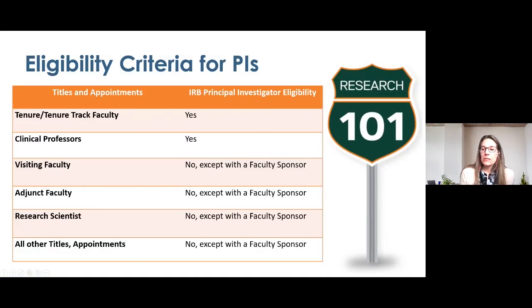So you might be asking, who actually qualifies to be a PI, a principal investigator of a study? And for the most part, it's going to be tenured or tenure track faculty members here at UT Dallas. It also would be clinical professors here at UT Dallas. And basically anybody else will need a faculty sponsor. We do allow visiting faculty, adjunct faculty, research scientists, and students or staff to be a principal investigator on a study. However, they would need a faculty sponsor to be able to do that.